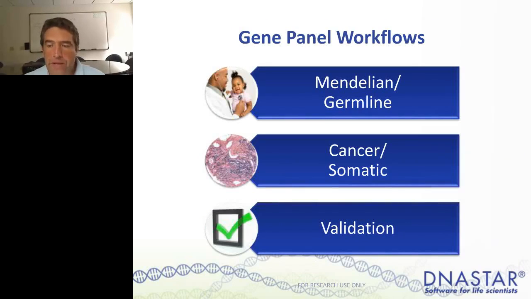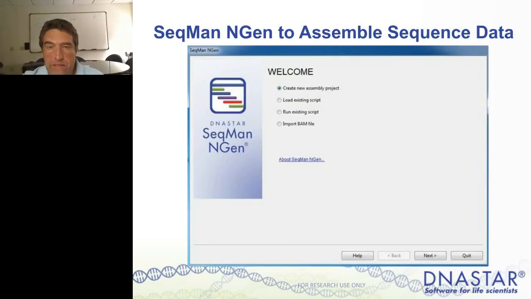So there's a number of steps here that can be fairly challenging for a researcher to come up with on their own. We've incorporated this validation workflow in our gene panel workflows that was offered with version 12 software earlier this year. So our new gene panel workflows include a Mendelian or germline panel workflow, as well as a cancer or somatic workflow. And then, of course, the validation process is essentially its own workflow. And that's what I'll show you, is how easy it is to set that particular kind of assembly up and then do the downstream analysis.